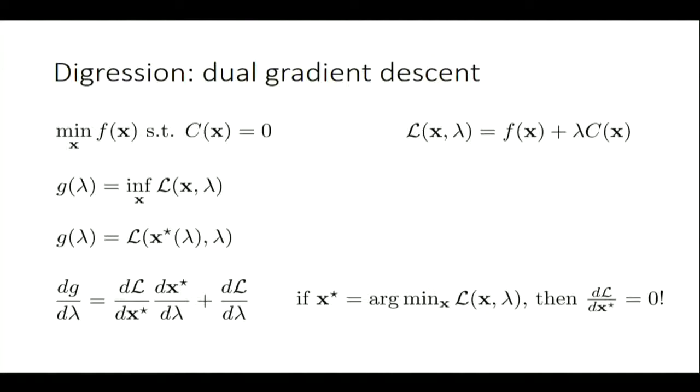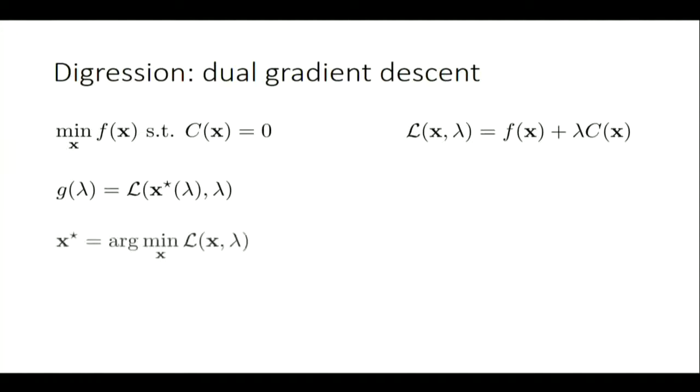Now, if x is the x that minimizes the Lagrangian, then by definition, dL/dx is going to be 0, right? Because if x is the value of x that minimizes this thing, at the minimum, the derivative is 0. So that means that this term is actually going to go away if x star is really the value of x that minimizes the Lagrangian for some value of lambda. So that's what we're going to use. We're going to use the fact that dg/d lambda is actually just dL/d lambda when you plug in the x star that actually minimizes the Lagrangian. And that's the critical thing that makes this algorithm work.